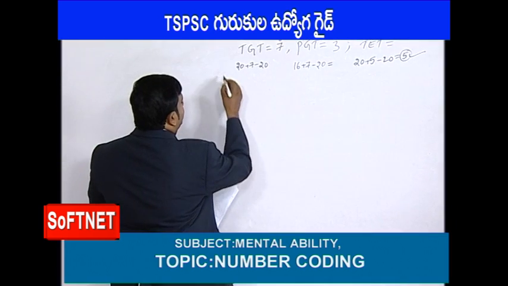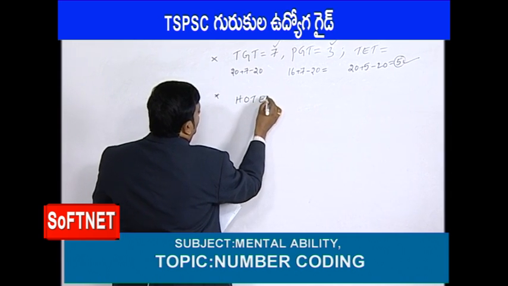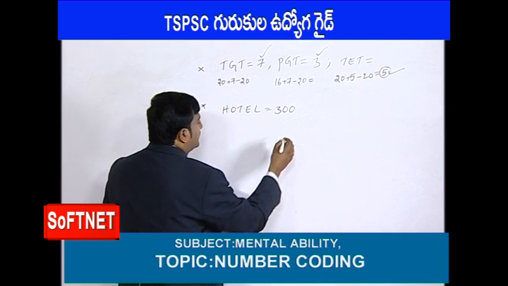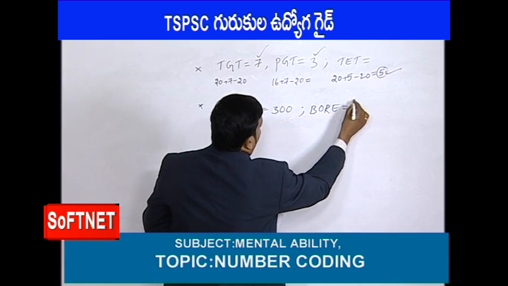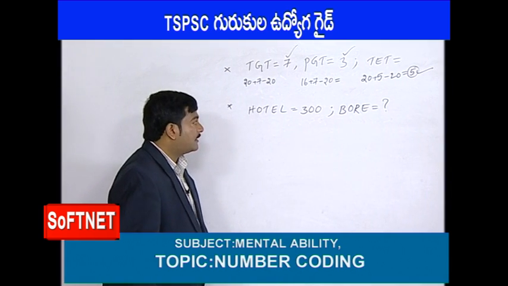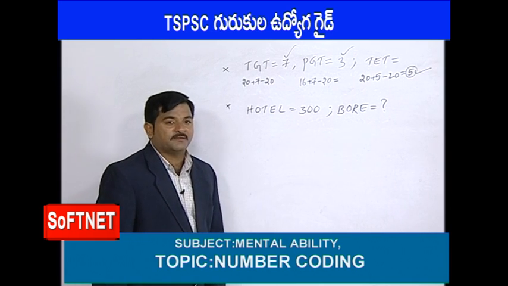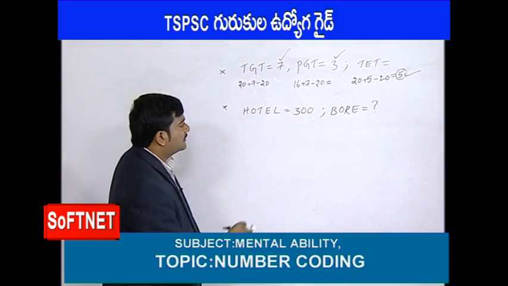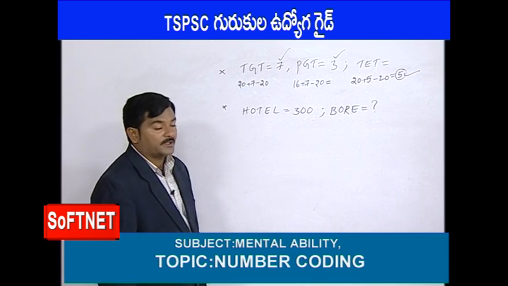In a certain code language, again this question is repeated. In a certain code language, hotel is written as 300. Then in the same language, what is the code for the given word bore? I repeat the question once again. In a certain code language, hotel is written as 300. Then what is the code for the given word bore? See, this question we have already seen just now 3-4 problems back. Okay, same concept, but here the number is defined, a different concept involved in this question.